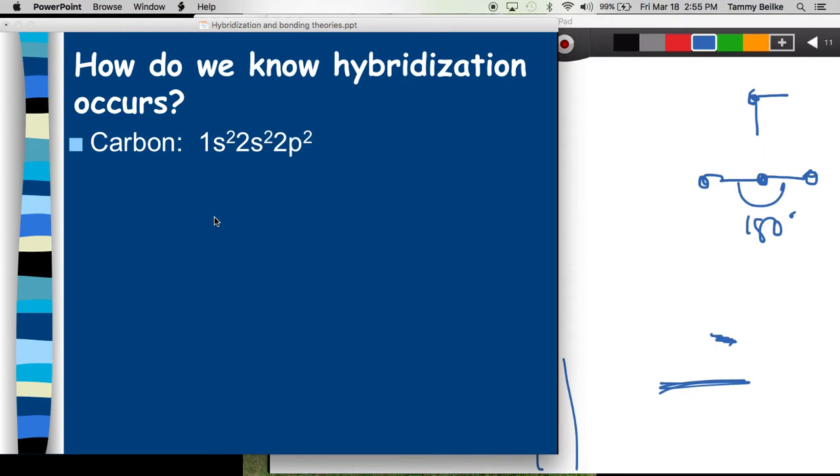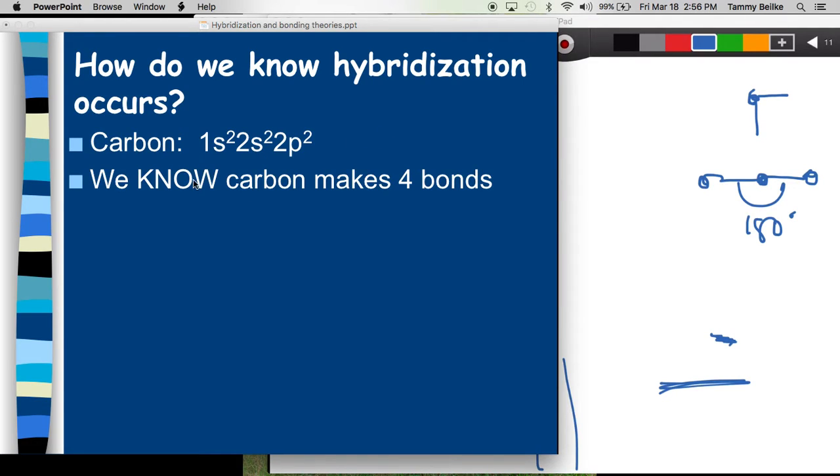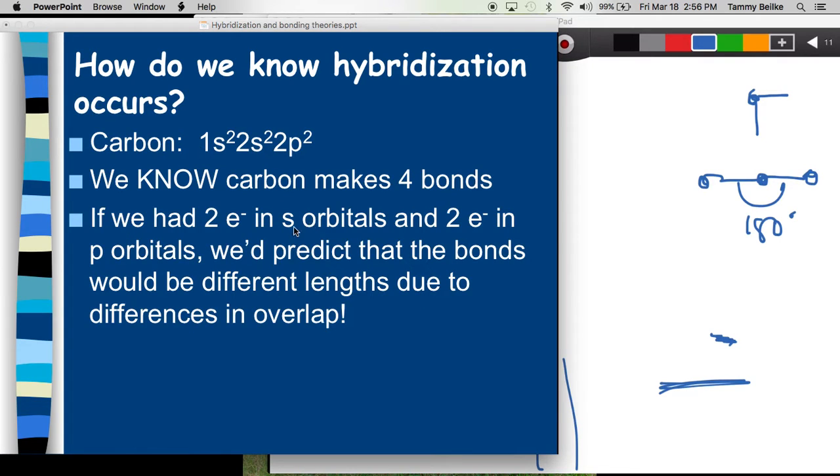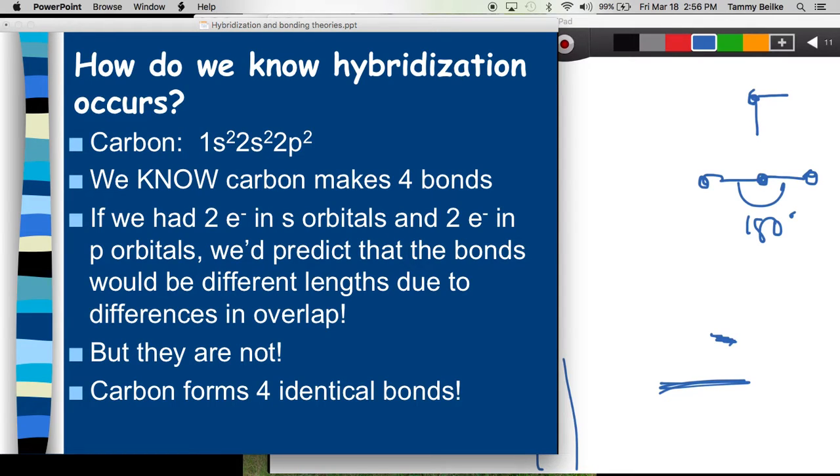So how do we know it works? Well, we just talked about this really. 1s2, 2s2, 2p2 is carbon's electron configuration. We know it makes 4 bonds. If we had 2 electrons in the s and 2 electrons in the p, we'd think that those bonds would look different because of the differences in overlap. But they're not. So this is why we need hybridization as an explanation for bonding. Carbon does form 4 identical bonds.